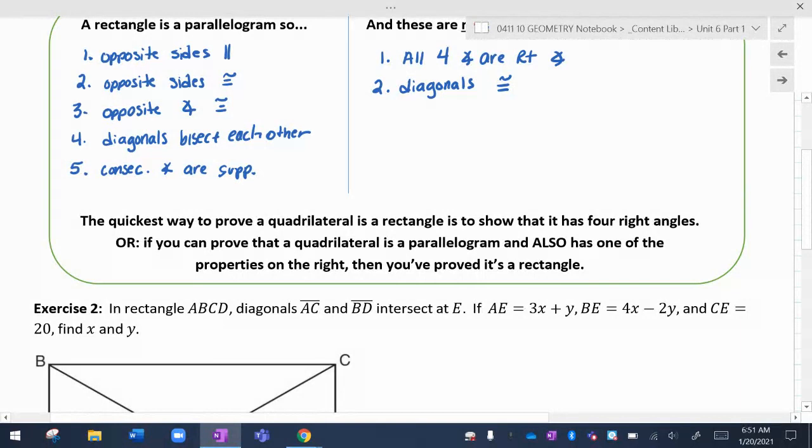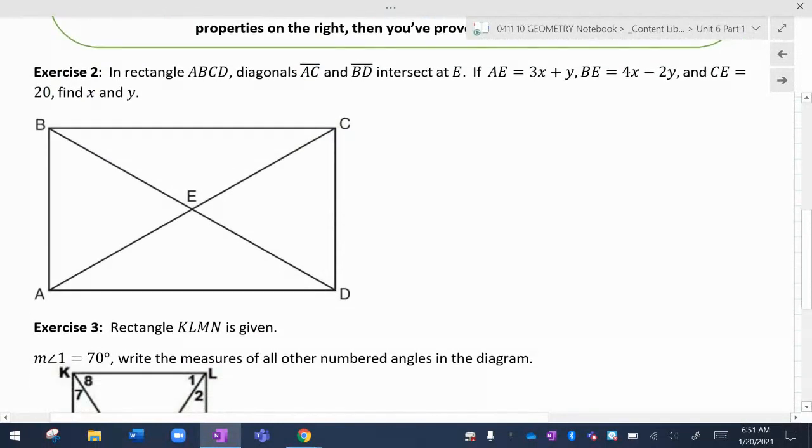Now, where do I go from here? We just use the properties. Okay? So I'm going to scroll down here and just start using some properties. In rectangle ABCD, the diagonals intersect at E. If AE is 3x plus y, BE is 4x minus 2y, and CE is 20, find x and y.